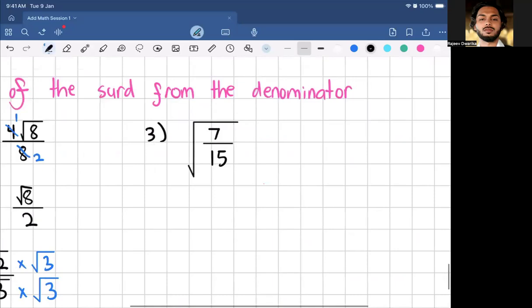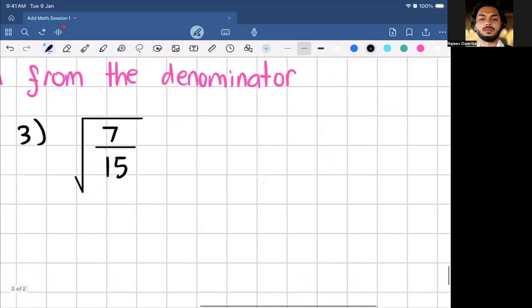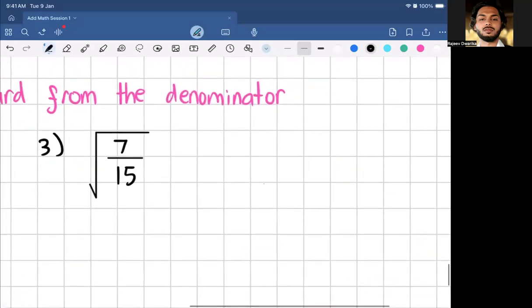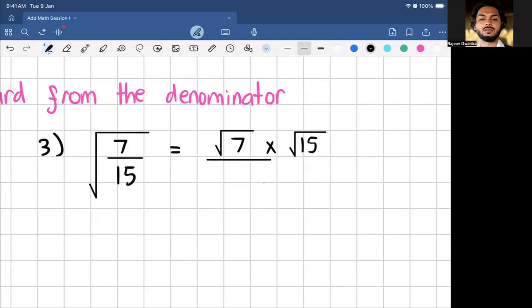Cool. Let's move on to some harder examples. But before I do that, I just want to do a recap of difference of two squares. So to work this question out, it was just root 7 by root 15, all over root 15. That's the square root of 105.